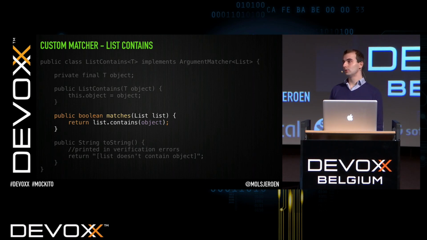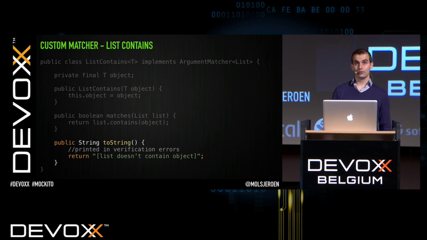Then a final thing you need to do is add the toString method. This will be called if the matcher evaluates to false. So should your test fail, Mockito is going to call the toString method in order to print a proper error message. So here you just have to return an error message. For instance, list doesn't contain object.